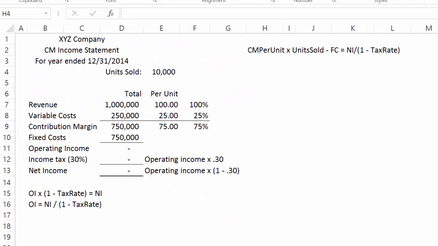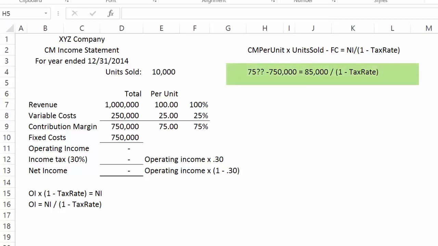Let's move forward though and do a target net income problem. What would happen if we wanted a target net income of $85,000? We can write the equation as 75x minus $750,000, those are our fixed costs, equals 85,000 divided by 1 minus the tax rate. So one relevant question here is, what is the tax rate? And I didn't mention it explicitly in this problem, but we can go down and find it. It's 30%.